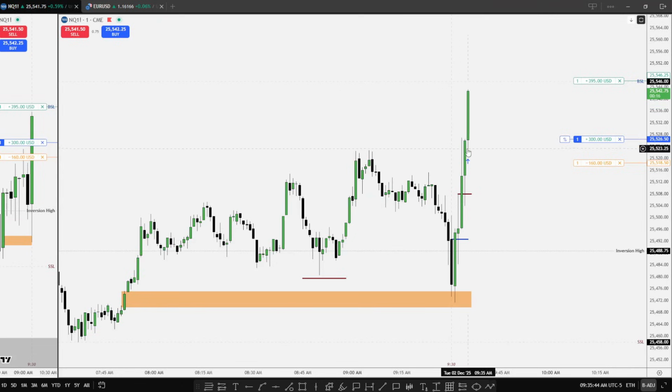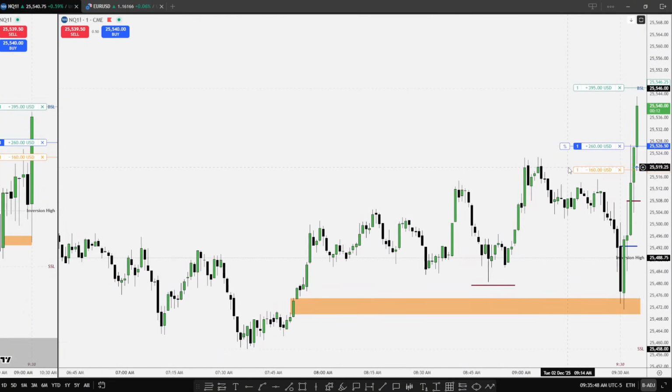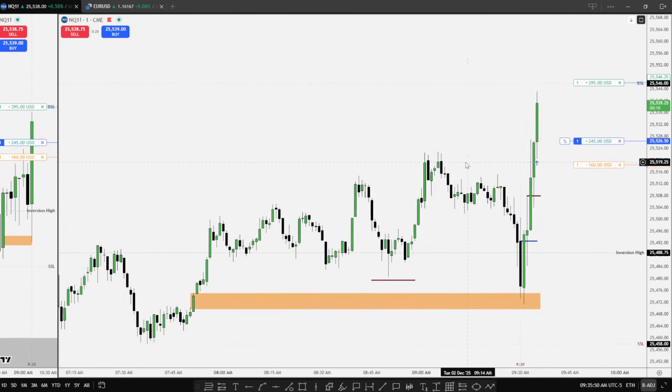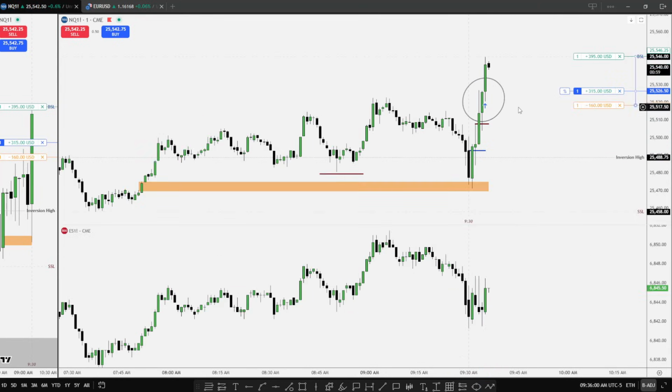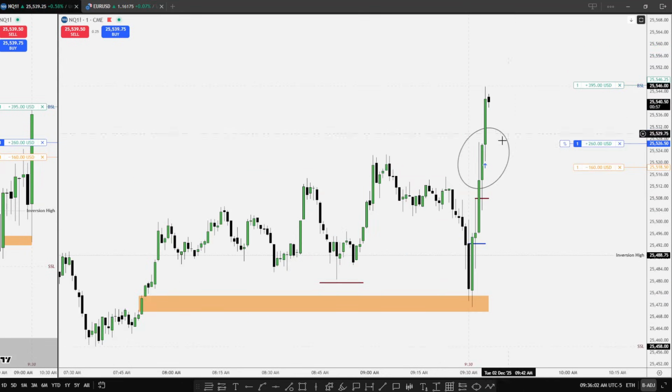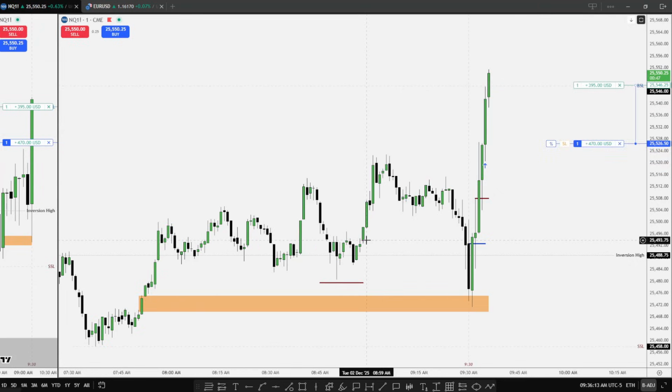But this was a live setup. You can see the mark is right here. See that? These are like guaranteed longs right there. Oh, there's the TP.